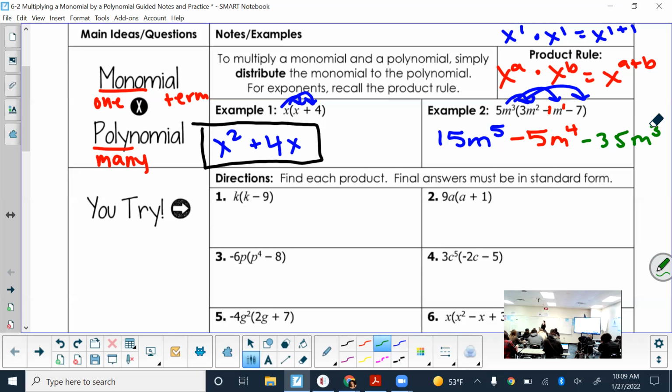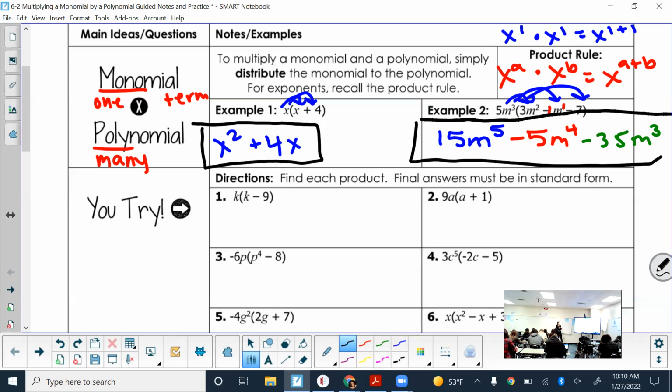All right, so after distributing, look at your answer. Do I need to combine like terms in this one? No, there's no like terms. They would need to all be m to the 5th or something like that to combine them. So no, are they in standard form? Yes, so then we're finished there. Questions on example 2?